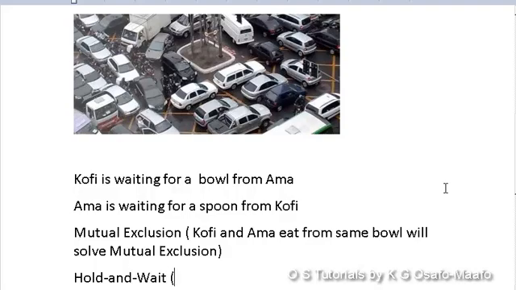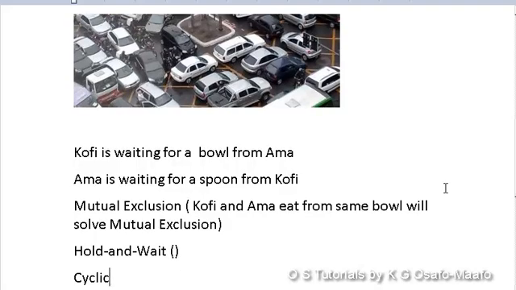Hold and wait. That means Kofi is holding on to something and asking something from Ama. Ama is holding on to something and asking for something from Kofi. So if you allow someone to hold something and ask for something else, then you have hold and wait. One of the solutions to this in some computer systems is that a process can try and grab all the resources it needs. So if Kofi needs to eat, he has to get the bowl and the spoon before he tries to do anything else. Else he should sleep and let go of everything so someone else can go. So there are ways to solve this hold and wait scenario. You can also have cyclic waiting.